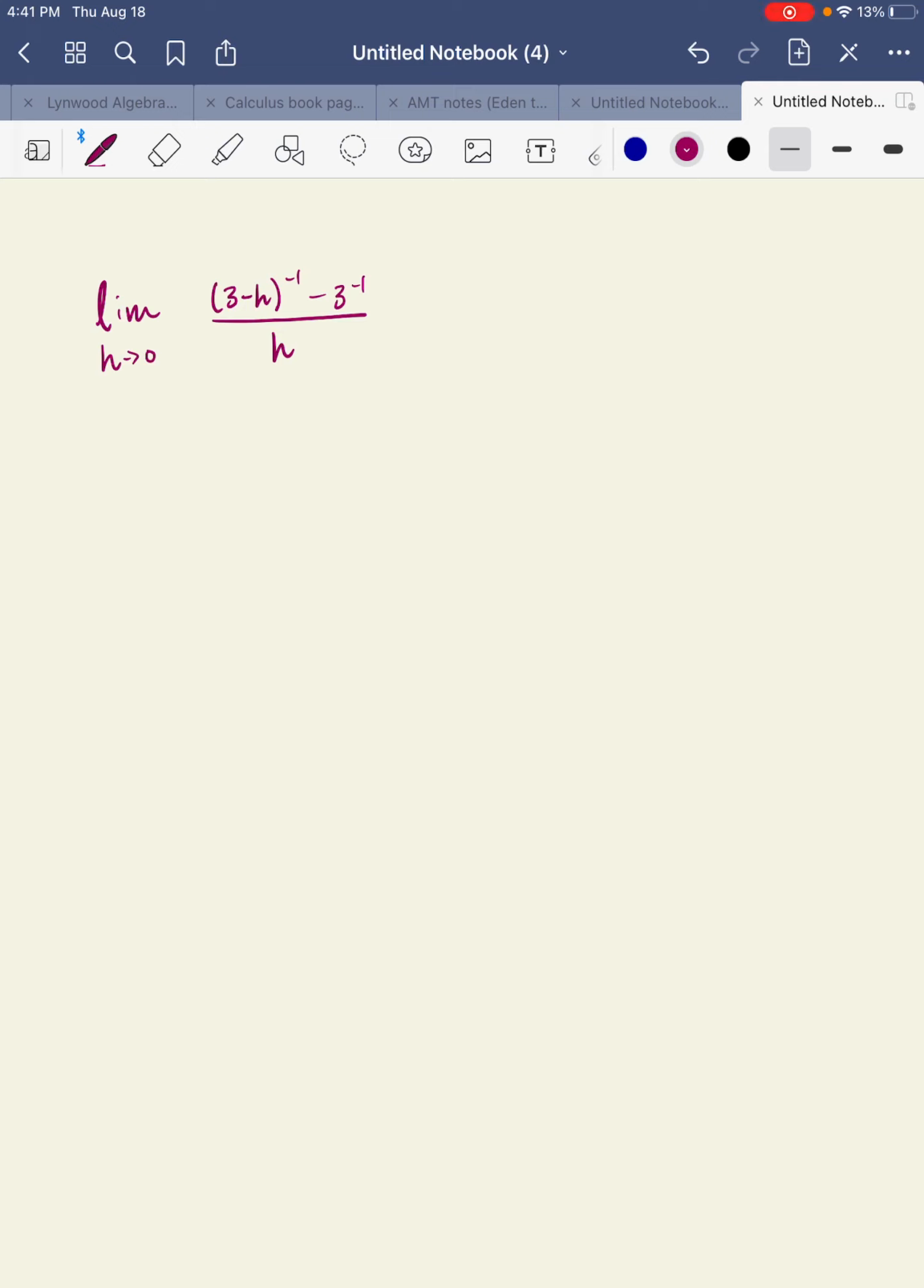In this video, I'm going to show you how you can evaluate the limit of a function that is a sort of a complex fraction here. So don't let those negative exponents fool you. We can actually rewrite this expression as 1 over 3 minus h minus 1 over 3. That's going to be all over h.